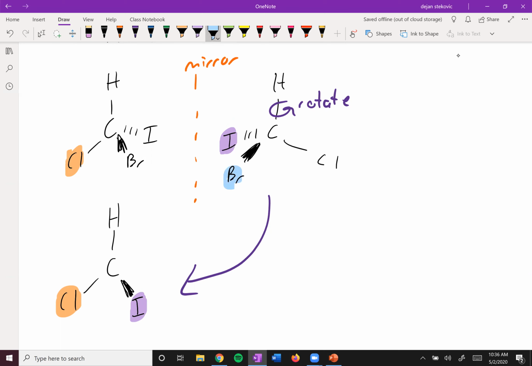Then you think about the bromine. When you rotate that 180 degrees, instead of going out of the board, it's going to go back into the board. So if you compare this structure with this upper structure, you'll see the bromine and the iodide are in different positions. And so they are non-superimposable mirror images. They are not the same molecule. They are enantiomers of one another.